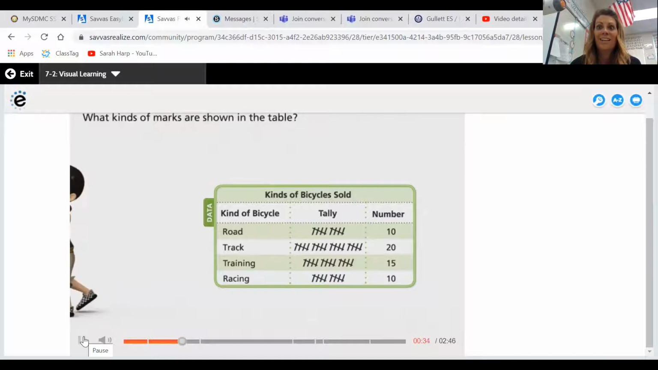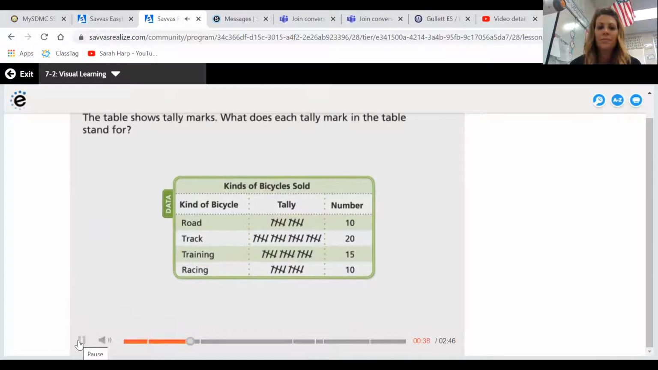We talked about that yesterday. What kinds of marks are shown in the table? You know, what kind of marks are those? We talked about it yesterday, and then it also tells you right here. Those are called tally marks. The table shows tally marks. What does each tally mark in the table stand for?